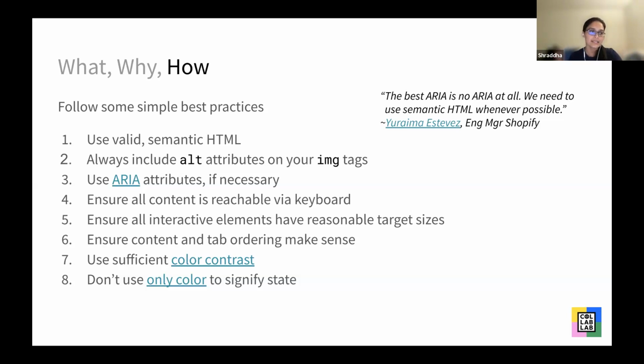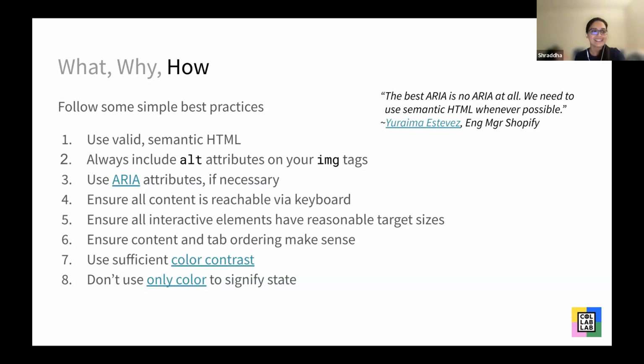The next thing is to use ARIA attributes. We'll discuss that in more detail in the coming slides. Ensure that all content is reachable via keyboard, like by tab. You should be able to access all the interactive elements of your web page. By pressing enter, you should be able to submit your form. These are simple things that you should take care of. Ensure all interactive elements have reasonable target sizes.